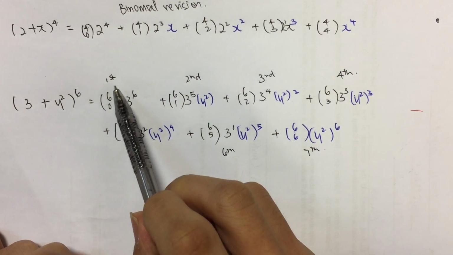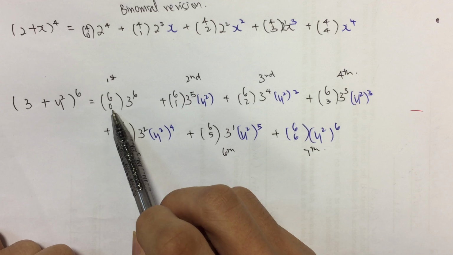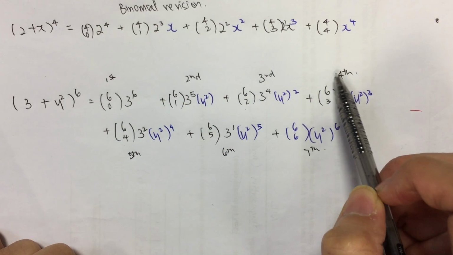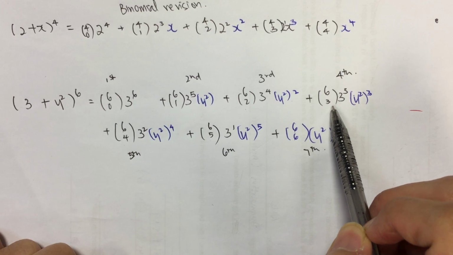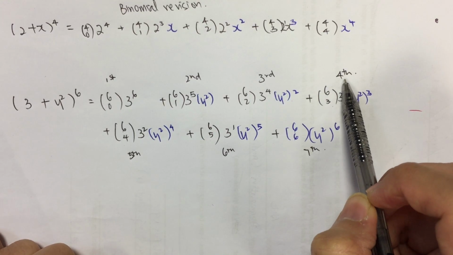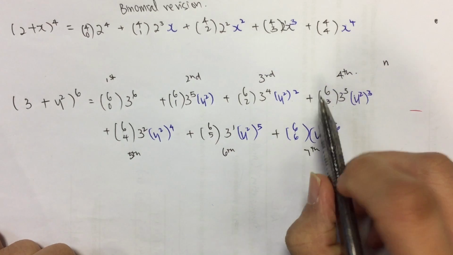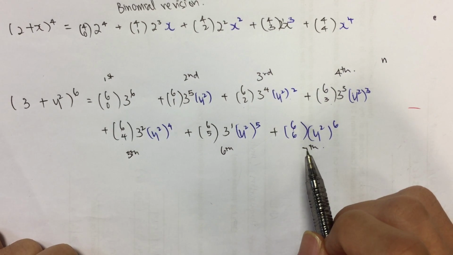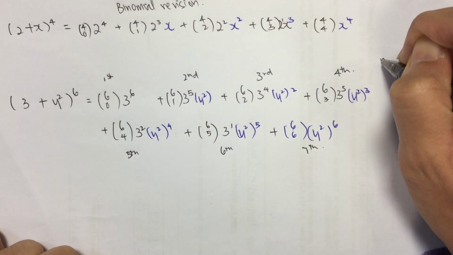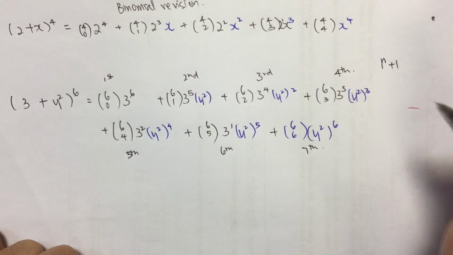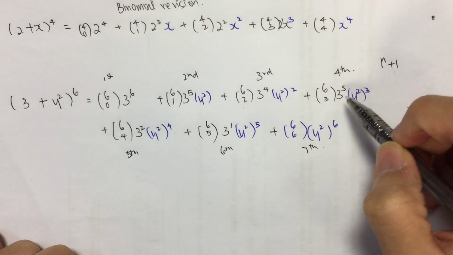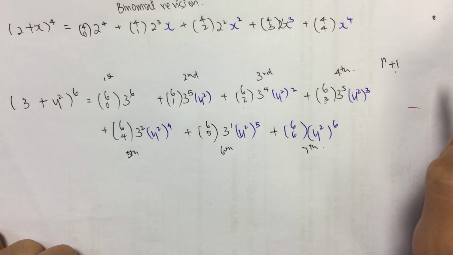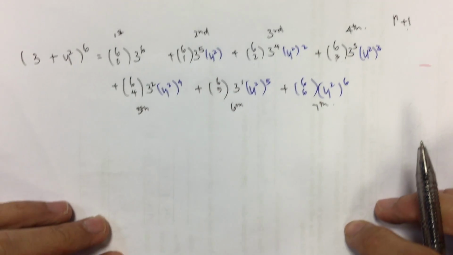Notice that the first term has number 0 here, second term has number 1, third term has number 2, fourth term has number 3. So if I have the nth term, the number I'm expecting here will be 1 less than n, which is n minus 1. How about if I have the r plus 1th term? R plus 1th term, then the number here will be 1 less than r plus 1, which is r. Which will bring me to my next point.